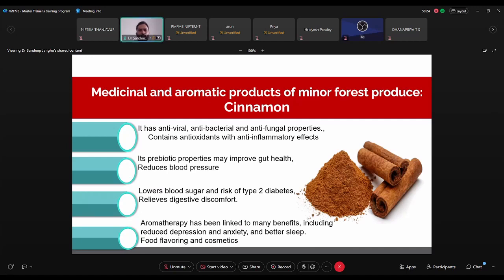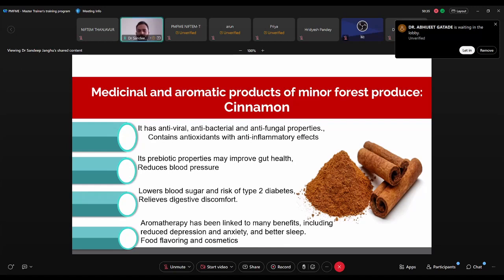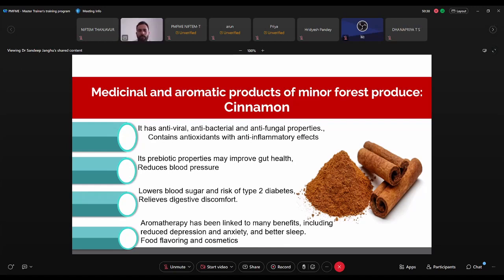The next produce is cinnamon. I think most of us use it as a spice in our household kitchens, in various kinds of gravies. Most of us don't know how many medicinal properties cinnamon has. It has almost all kinds of functional aspects: antifungal, anti-inflammatory, antiviral, antibacterial, and antioxidant properties. It is used for reducing blood pressure and type 2 diabetes. It improves your gut health too, because it acts as a prebiotic for the flora and relieves digestive discomforts.